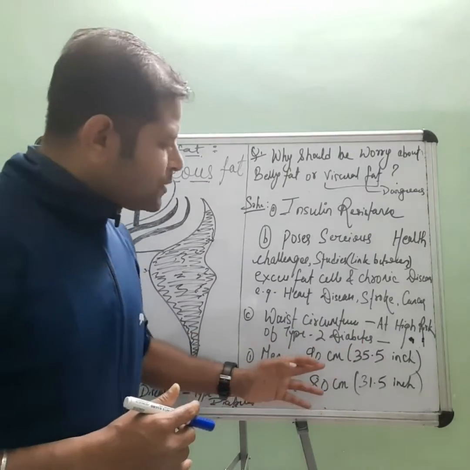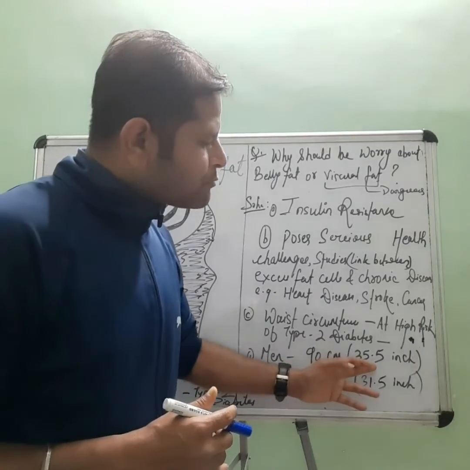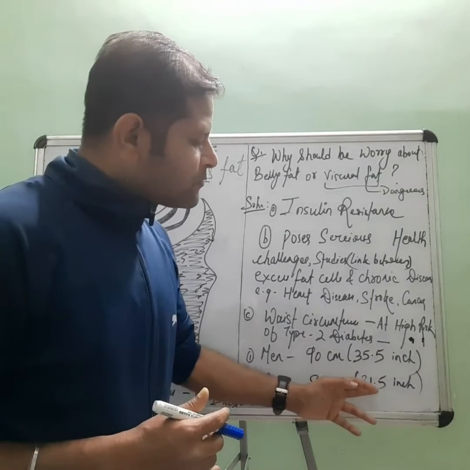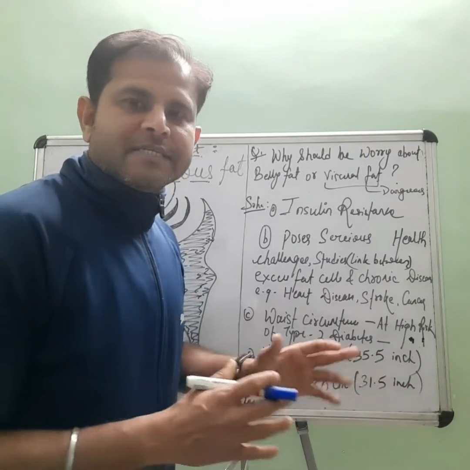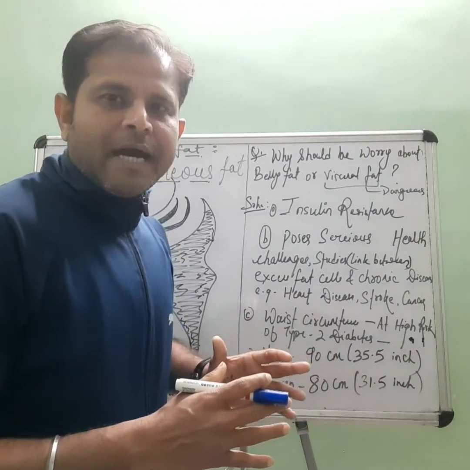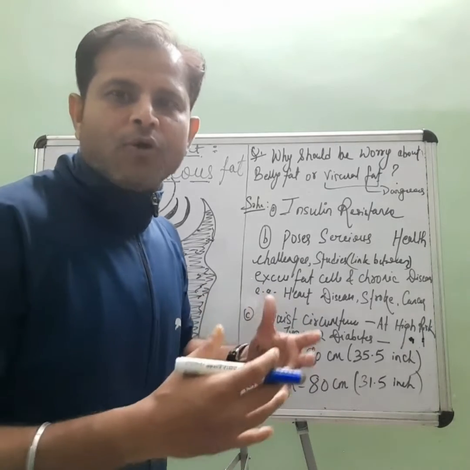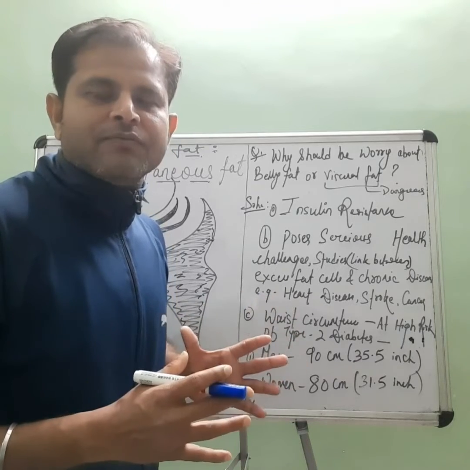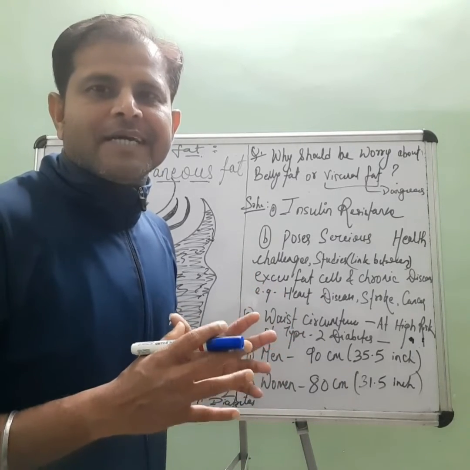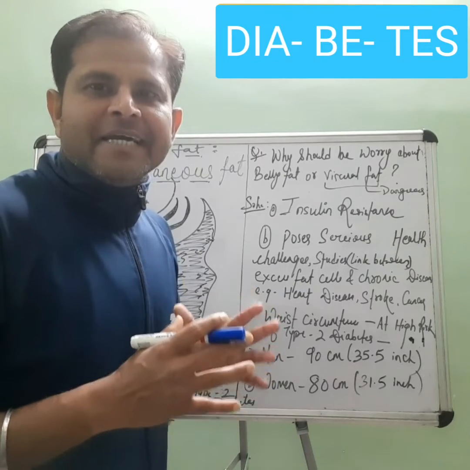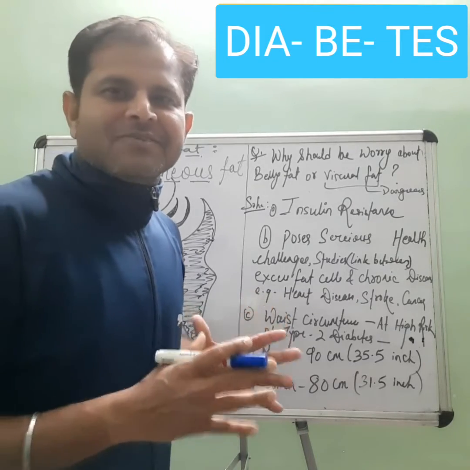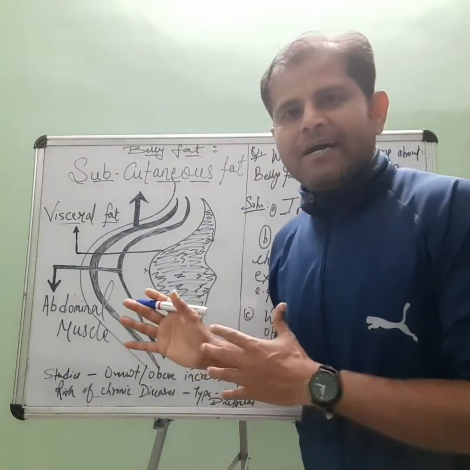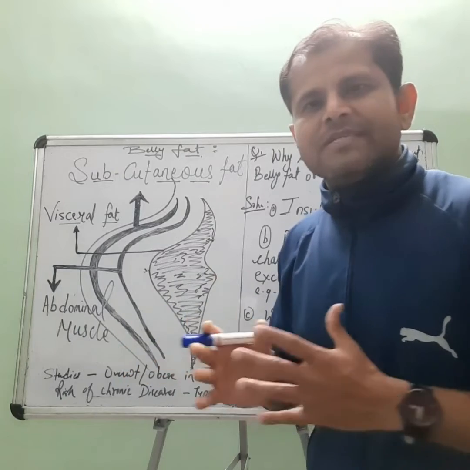For men, it should be 90 centimeters, that is 35.5 inches, and for women, 80 centimeters, that is 31.5 inches. This is the standard measurement, and it should not go beyond the limit. Otherwise, you tend to get into the trap of a dangerous disease, that is diabetes. So friends, whatever I have shared till now, I hope it was worth watching and listening.